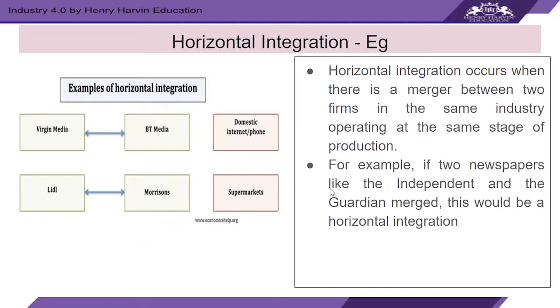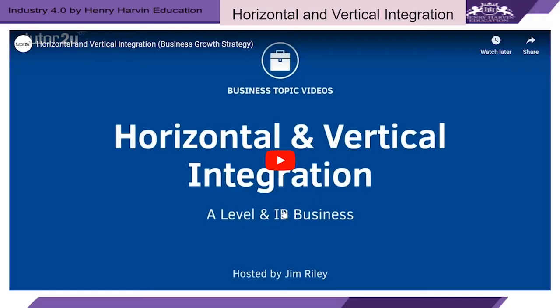Horizontal integration occurs when there is a merger between two firms in the same industry operating at the same stage of production. For example, if two newspapers like The Independent and The Guardian merge, this would be horizontal integration. So in the manufacturing industry, it works at the same level of manufacturing. Let us see through a video presentation what horizontal and vertical integration are in business processes.